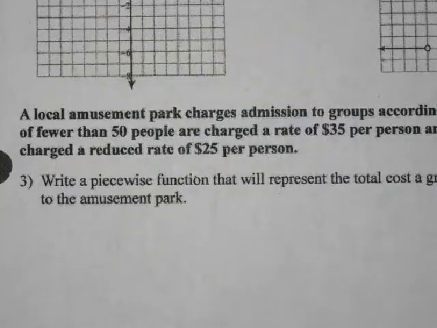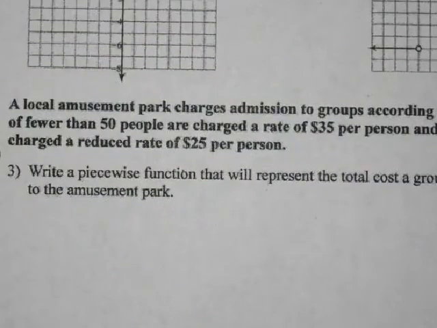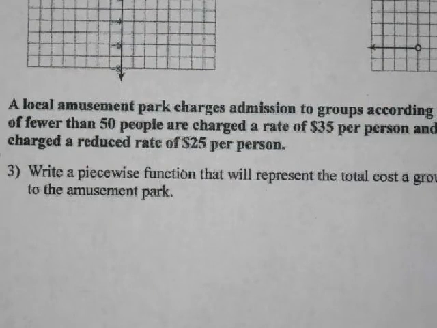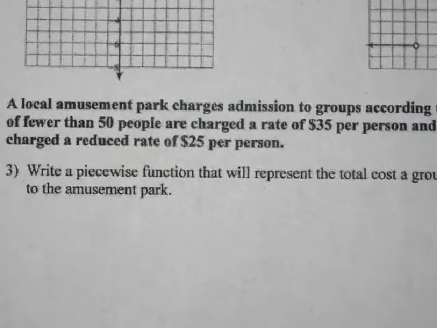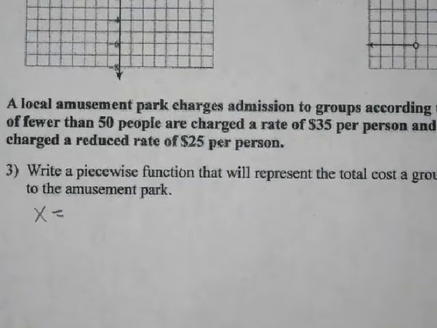You ladies ready? Okay. So, a local amusement park charges admission to groups according to the following policy. If you have a group of fewer than 50 people, you have to pay $35 per person. If you have a group of 50 or more, you have a reduced rate of $25 per person. Okay? So first, when we start these problems, we're going to decide what our x value is going to represent. So what should x be? What's changing in the problem?